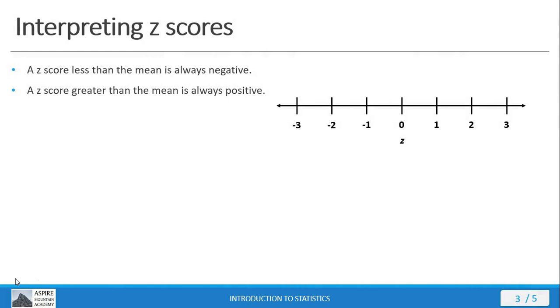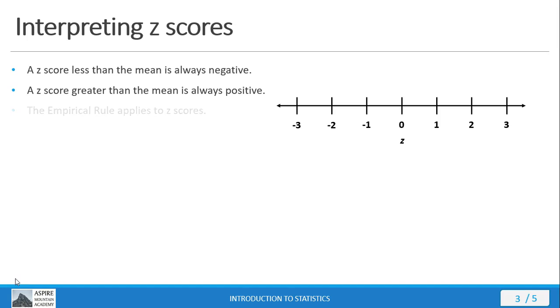Let's talk for a moment now about how to interpret z-scores. A z-score less than the mean is always negative, and a z-score greater than the mean is always positive. A negative z-score means that our data value resides to the left of the mean value. The mean value, the value in the middle, always has a z-score of 0. Then, if the z-score is negative, we know it's to the left of the mean value. If the z-score is on the right side of the mean, then it's going to be positive. So, just by looking at the sign of our z-score, we know which side of the distribution we're on.